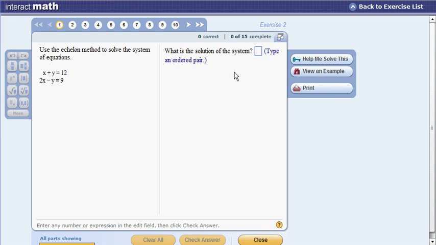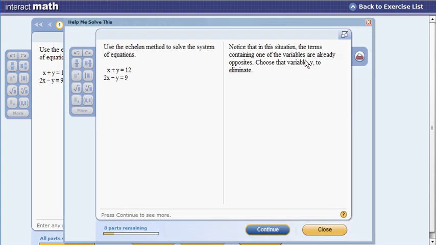So the beautiful part of our InterActMath website is that I can tell it to help me solve this, and it'll walk me kind of step by step through the problem on how to solve it. So it says to use the echelon method. And it says, notice in this solution, the terms containing one of the variables are already opposites. Because ideally what we want to do is eliminate one of these variables. So then I go from two variables and two equations down to one variable and one equation.